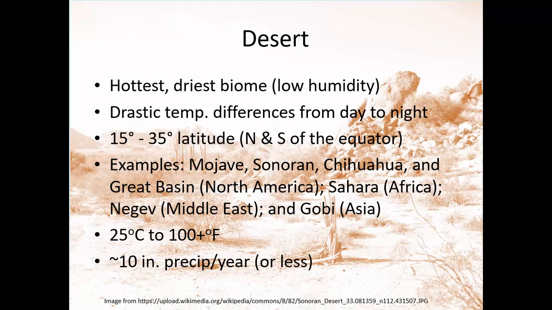Temperatures in the desert can range from, this should say Fahrenheit, 25 degrees Fahrenheit, so they can get below freezing for short periods of time, and then they can get into temperatures well above 100 degrees Fahrenheit. Deserts receive about 10 inches of precipitation per year or less.